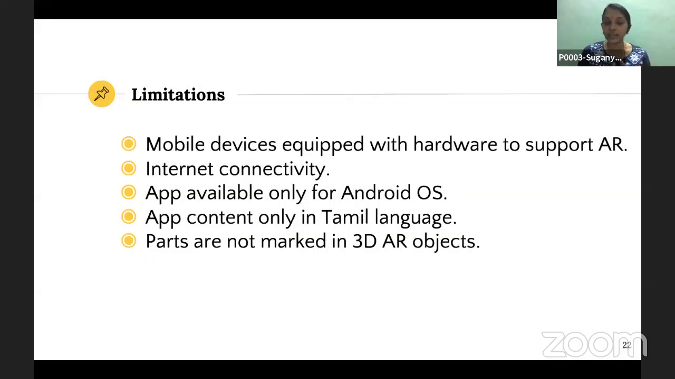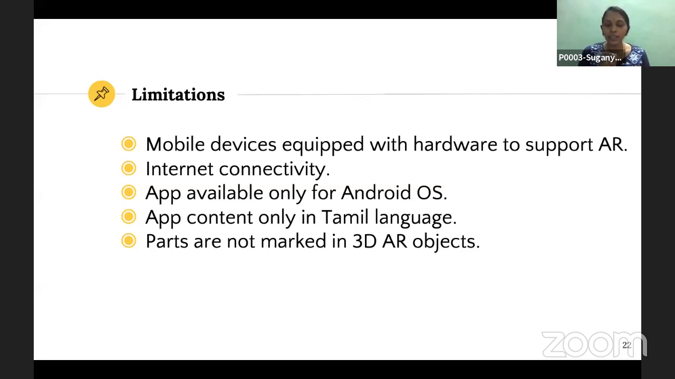This study had some limitations. Mobile devices should be equipped with hardware that supports the latest technology so that AR data can be rendered easily and completely. Next and most importantly, internet connectivity is still a problem because there are so many places where no connection is available, and internet connectivity is a must all the time to access AR data through the app.